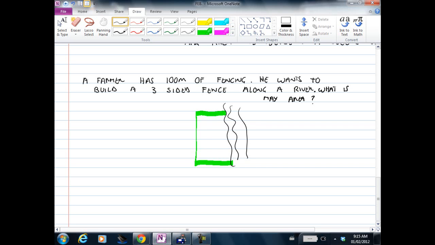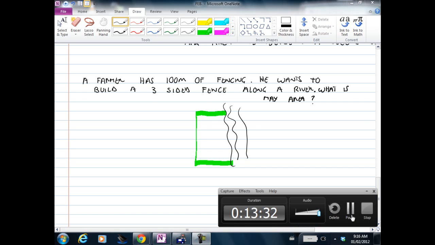So a farmer has 100 meters of fencing. He wants to build a 3-sided fence along a river. What is the max area? Good luck. Let's see how we can figure this one out. Same logic. Use your logic to understand how this works. I'm going to pause it and let you have some fun.